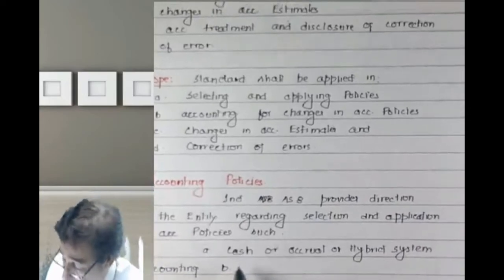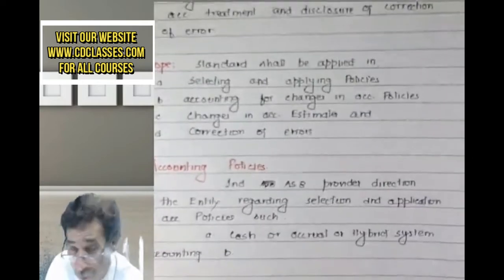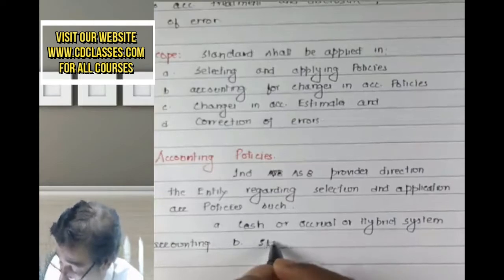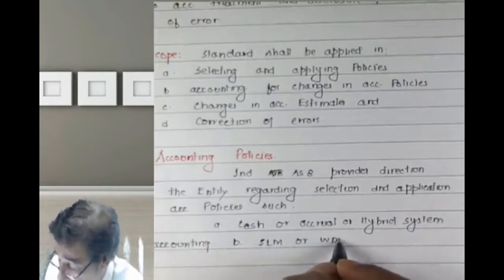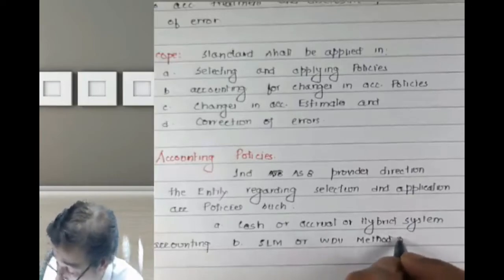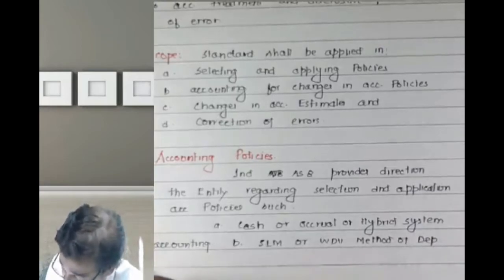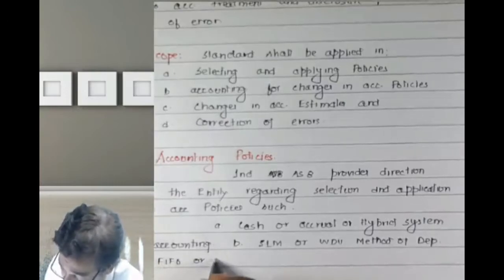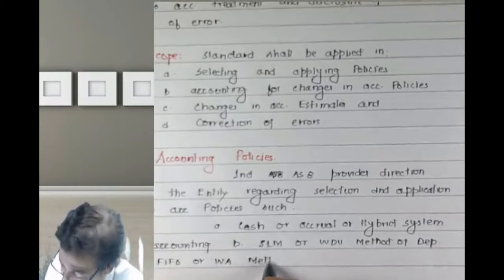Similarly, for example, an entity will have to apply the accounting policy whenever it has to decide on a particular method of depreciation. So, straight line method or written down value method of depreciation, isn't it? C, FIFO method or weighted average method. There are several methods. I have written only two.